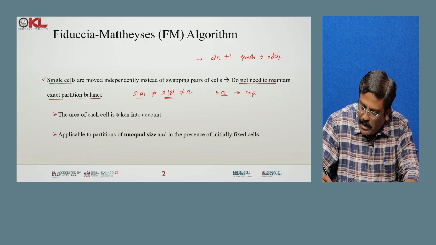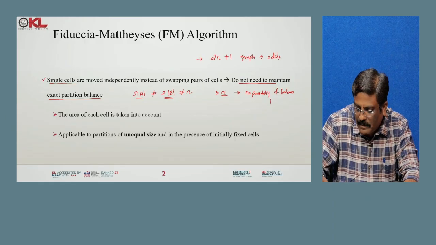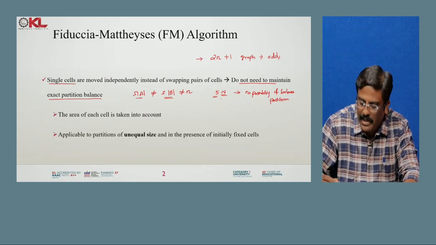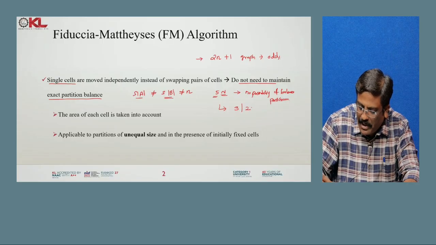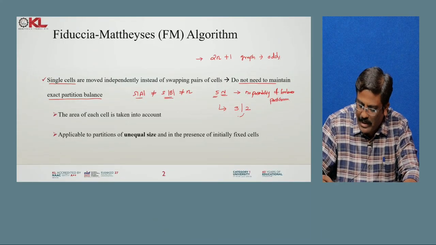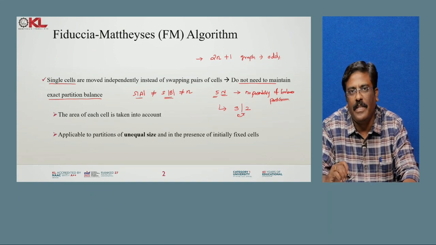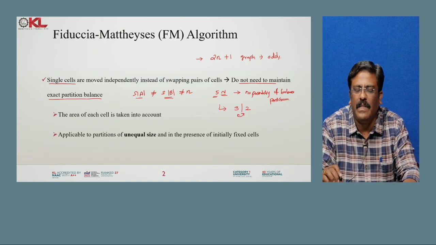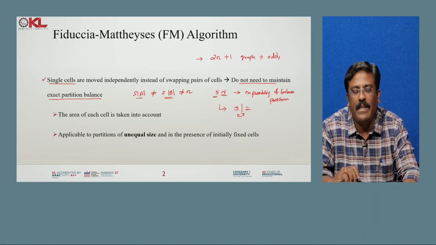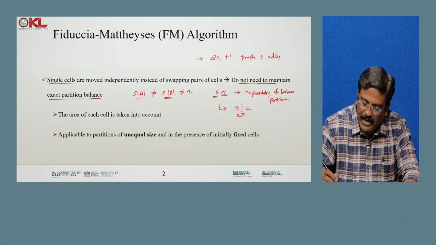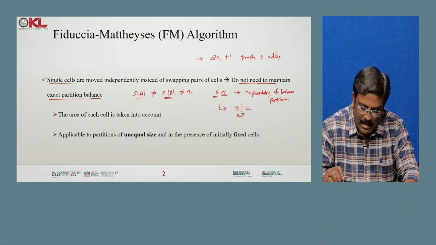There is no possibility of a balanced partition here, because we have an odd number of nodes. So the unbalanced partition can be that one partition has 3 nodes and the other has 2 nodes, or vice versa. So we are saying it is not required to maintain the exact balance. It is not at all possible when you handle these 2n plus 1 node graphs.